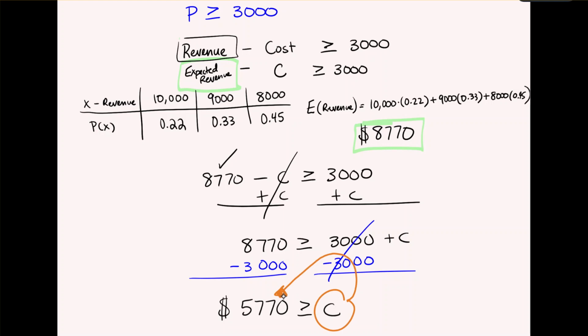So the maximum that he could pay for this truckload of lumber should be $5,770. If he pays less for it, then he can expect a higher profit. But if he pays at most $5,770, he will have an expected profit of $3,000.